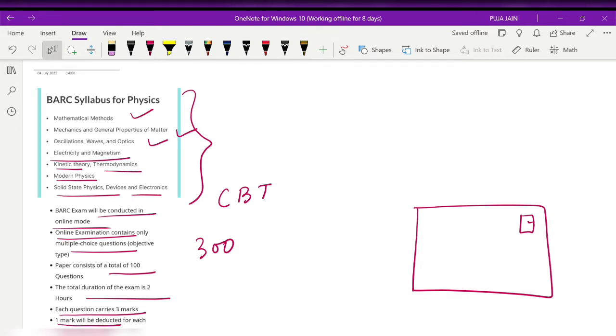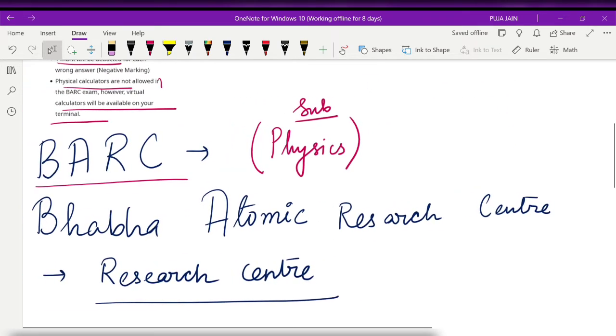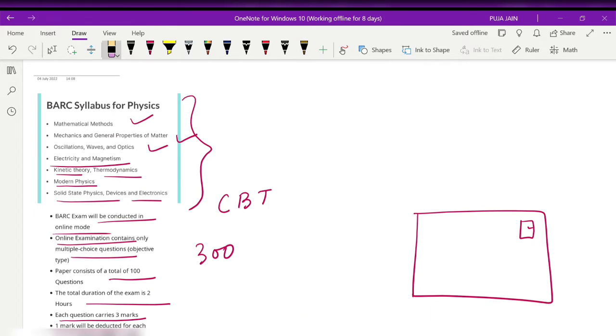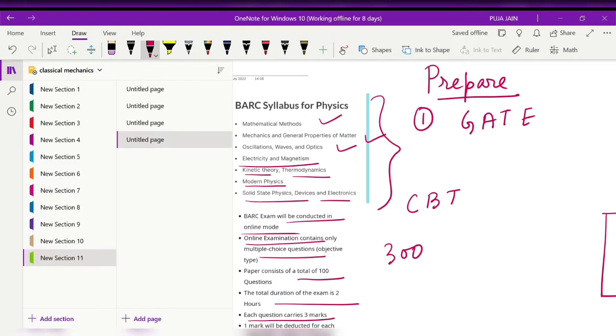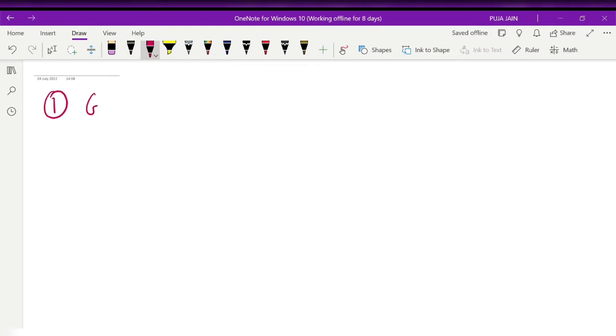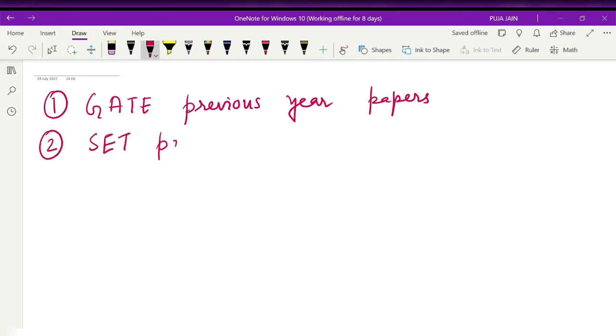An important question: how to prepare these topics? Preparation strategy, or how to prepare for the BARC exam. The best thing you can do is get previous year papers. Let me write this on a new page. First, get and solve previous year papers. Second, solve set papers. Not all the set papers, though. I will recommend you solve the West Bengal set papers, and also the Maharashtra set, these two.